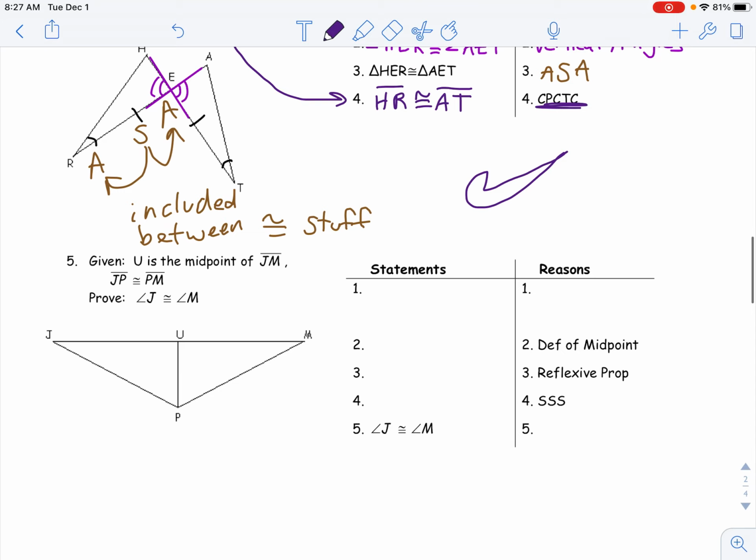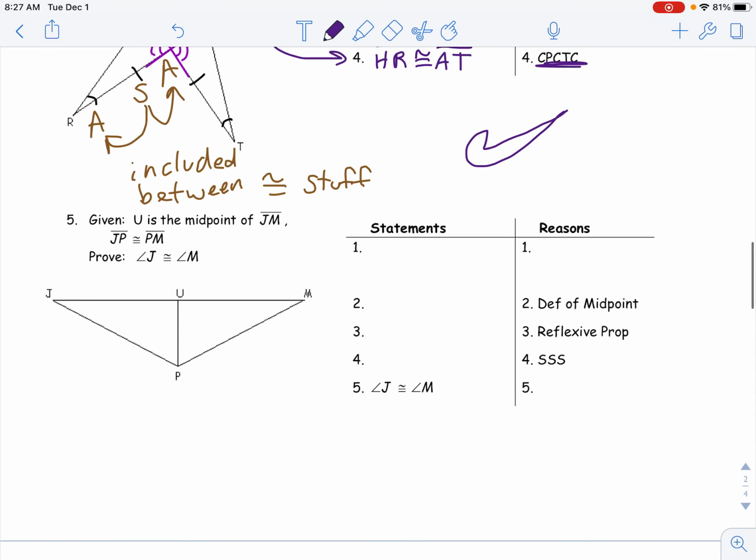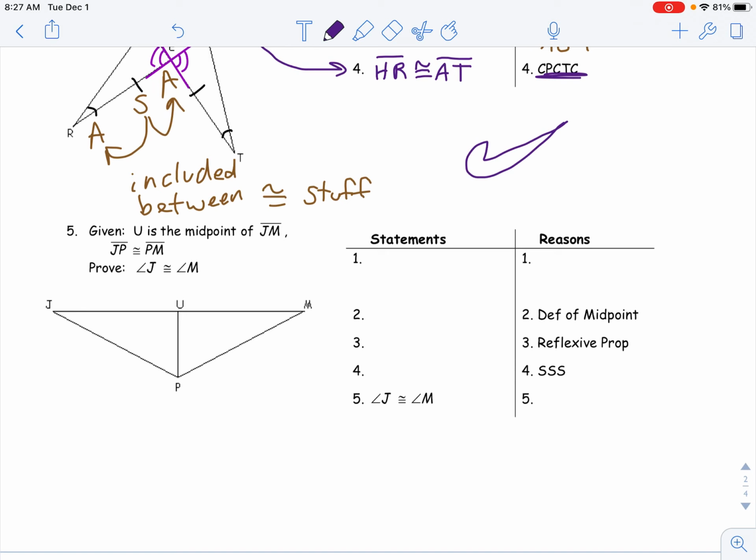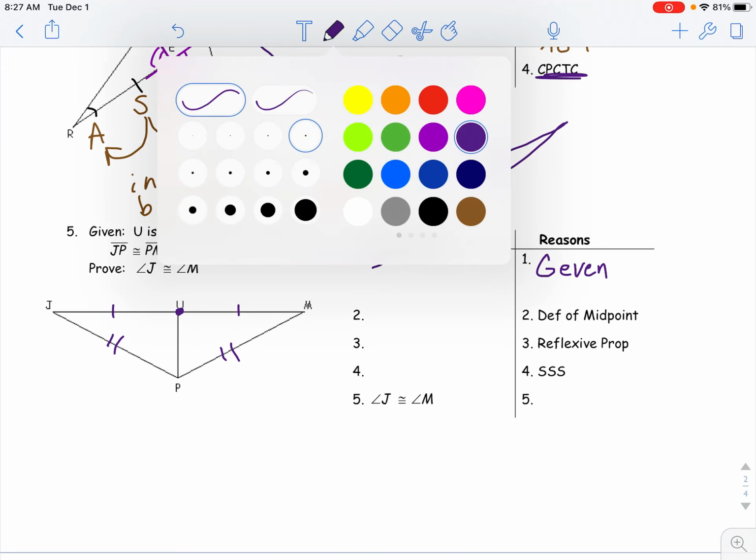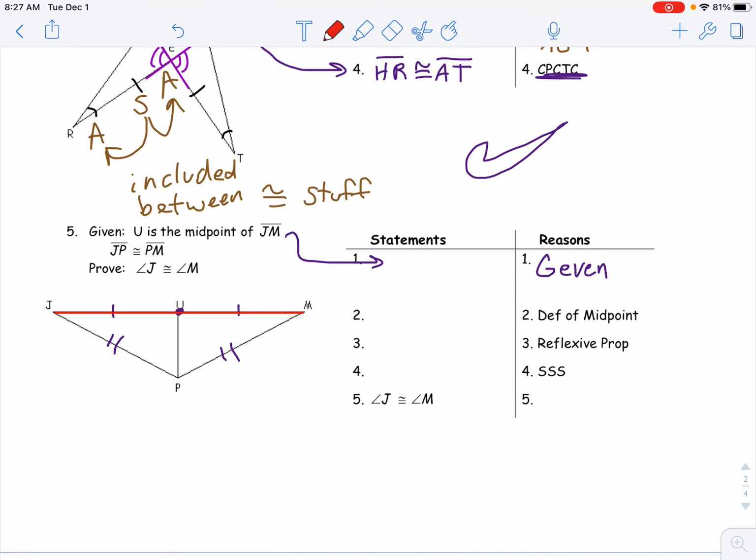All right, and then the last one of this video, shorter video, and we'll knock out the last ones in the next video. Given U is the midpoint, so use the midpoint. So I like to put a dot there, and then it's tick marks. JP, MP. Or PM, tick marks. All right, so again, being a little lazy, given. Definition of midpoint, well, it's this right here. JU is going to be congruent to UM.